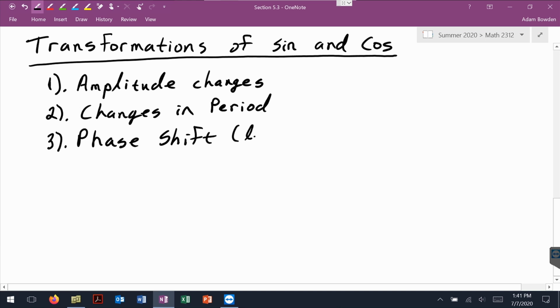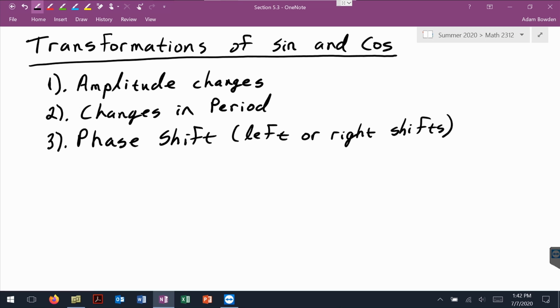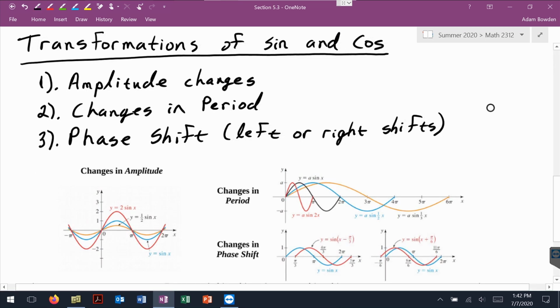Phase shift is left or right shifting. So they just give it a special name for that kind of horizontal shifting to the left or to the right. So here's some illustrations of changes in amplitude, period, and phase shift. And so we can see the amplitude shifting here. It can either get shrunk or it can get stretched.